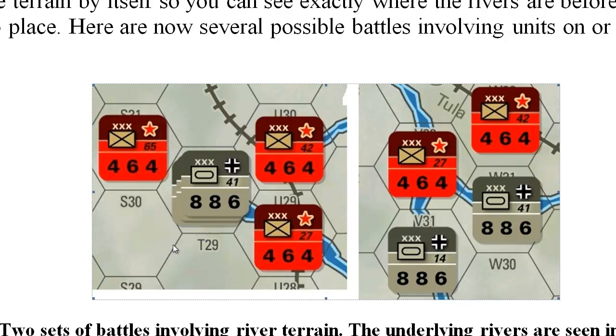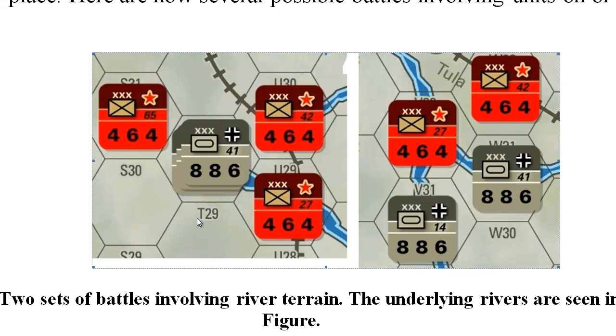So what is the situation with respect to these two sets of unit counters? Let's start with the figure on the left. Suppose that it is the Russian turn. The Russians would then have three units adjacent to the three German units here. Each of the Russian units is required to attack. Each of the three German units is required to defend in some battle. A simple outcome is that each of the three Russian units attacks one of the three German units.